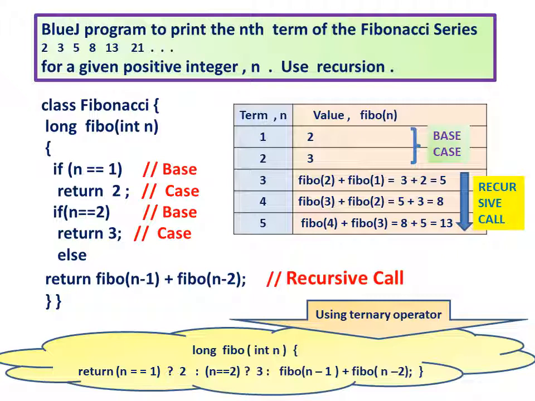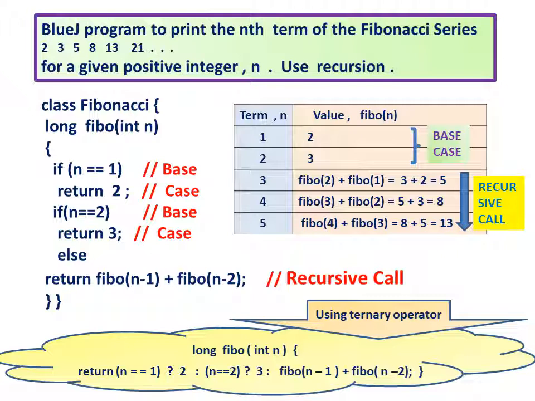When n is equal to 1, the value of the term is 2 by base case. When n is equal to 2, the value of the term is 3 by base case. When n is equal to 3, the value of the term by recursive call is Fibo 2 + Fibo 1, which comes to 5. When n is equal to 4, the value of the term by recursive call is Fibo 3 + Fibo 2, which comes to 8. When n is equal to 5, the value of the term by recursive call is Fibo 4 + Fibo 3, which comes to 13.